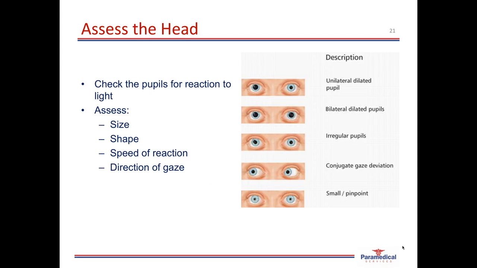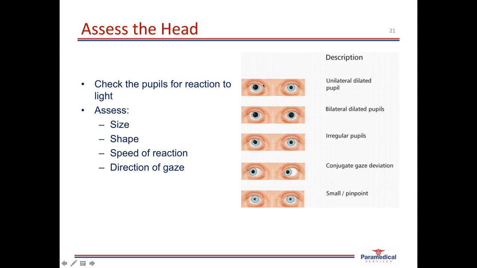While assessing the head of the patient, it's important to check the reaction of the pupils. It can tell a lot about the patient's condition and can give you clues as to what might be wrong with them. When we're assessing the pupils and the reaction to light, we need to assess the size of the pupils, the shape of the pupils, the speed of the reaction, and the direction of the person's gaze.